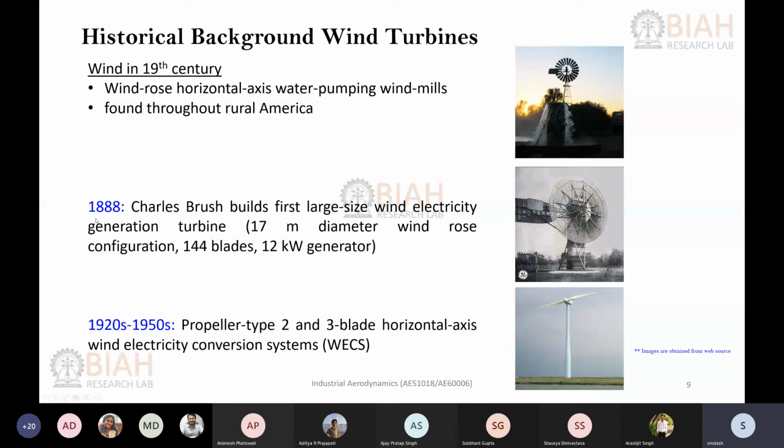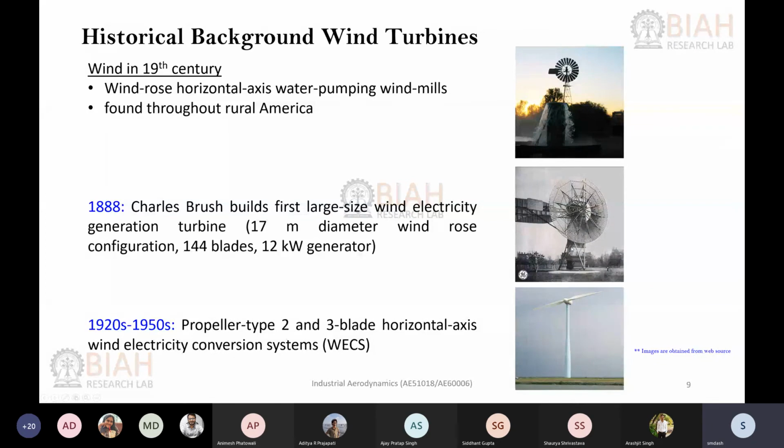During that time, in 1888, Charles Bruce built the very first wind electricity generation turbine. You can see the images here. Later on, it is associated with GE also. It is 17 meters in diameter, with 144 blades, and it could generate around 12 kilowatts at that time. It was a pretty interesting result, but the device is huge and you need a huge tower.